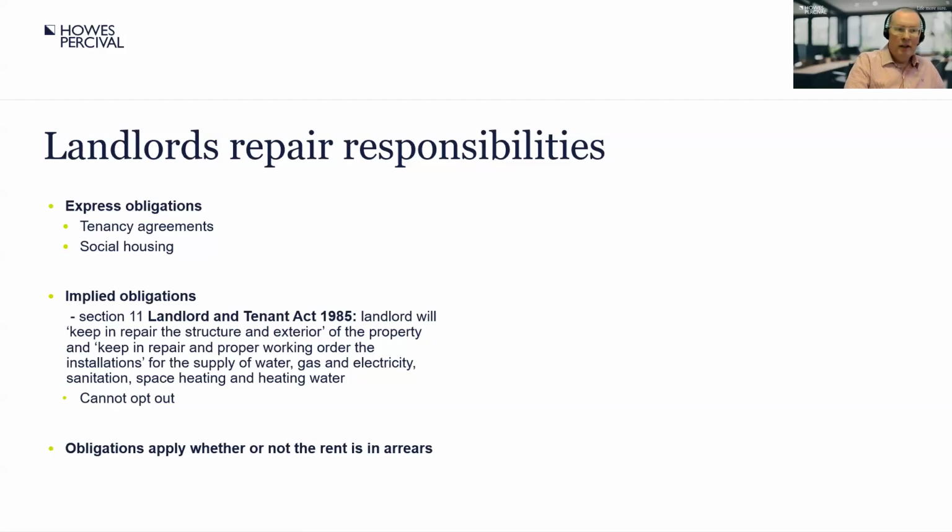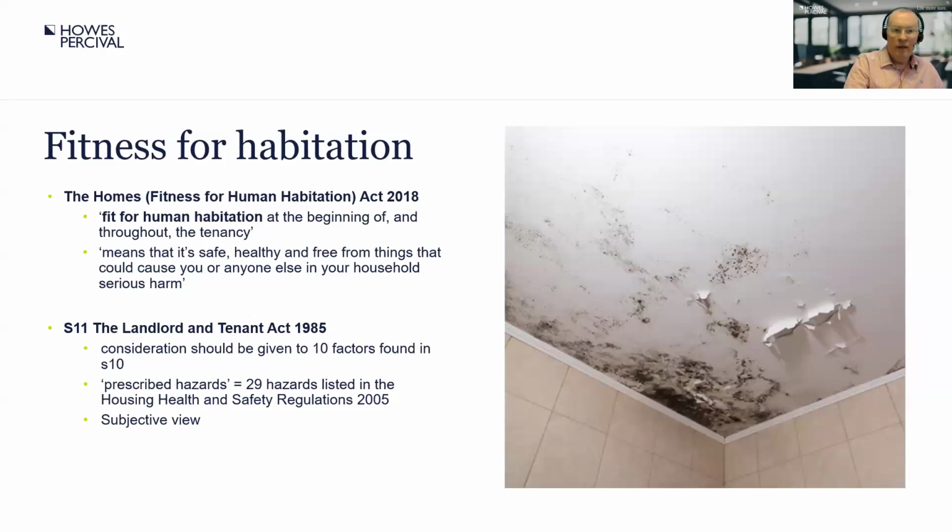Okay, Joe's going to talk now about fitness for habitation. So on the back of those statutory responsibilities, in 2018, the Homes (Fitness for Human Habitation) Act was introduced. And this amended the Landlord and Tenant Act to create a new implied obligation in all tenancies that a property must be fit for human habitation at the beginning of and throughout the tenancy. Fit for human habitation means that it is safe, healthy, and free from things that could cause you or anyone else in your household serious harm. And that test also applies to any parts of a building, such as shared hallways in an apartment block. So it applies to the common parts as well.